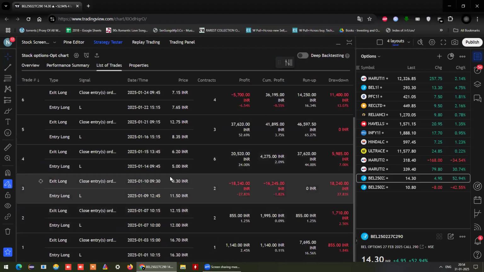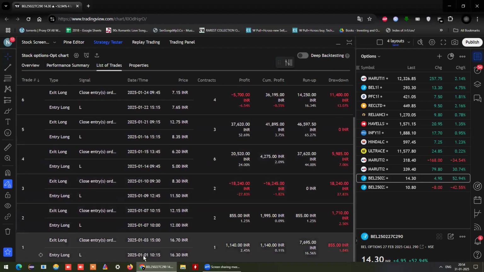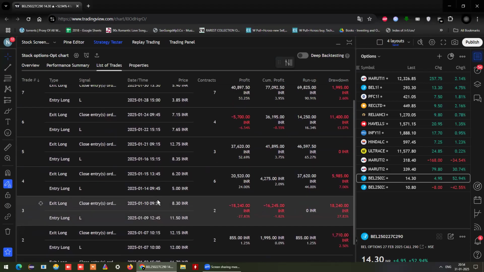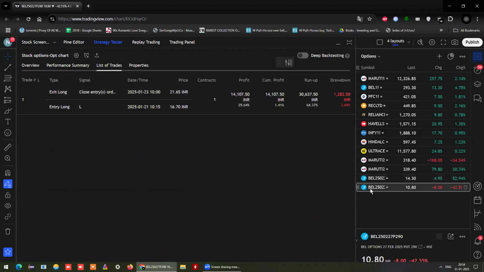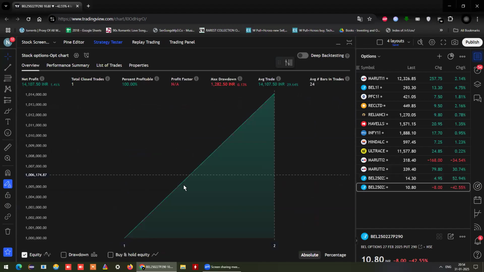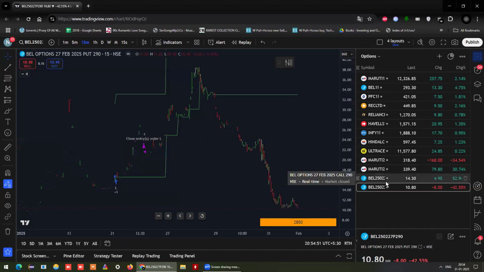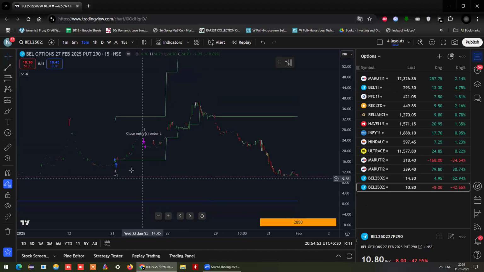The trades are from January 1st. Now let's pick the put side, which is on the other side. That also gave you 14,000 rupees. You can see the first trade got taken here and it got stopped out.